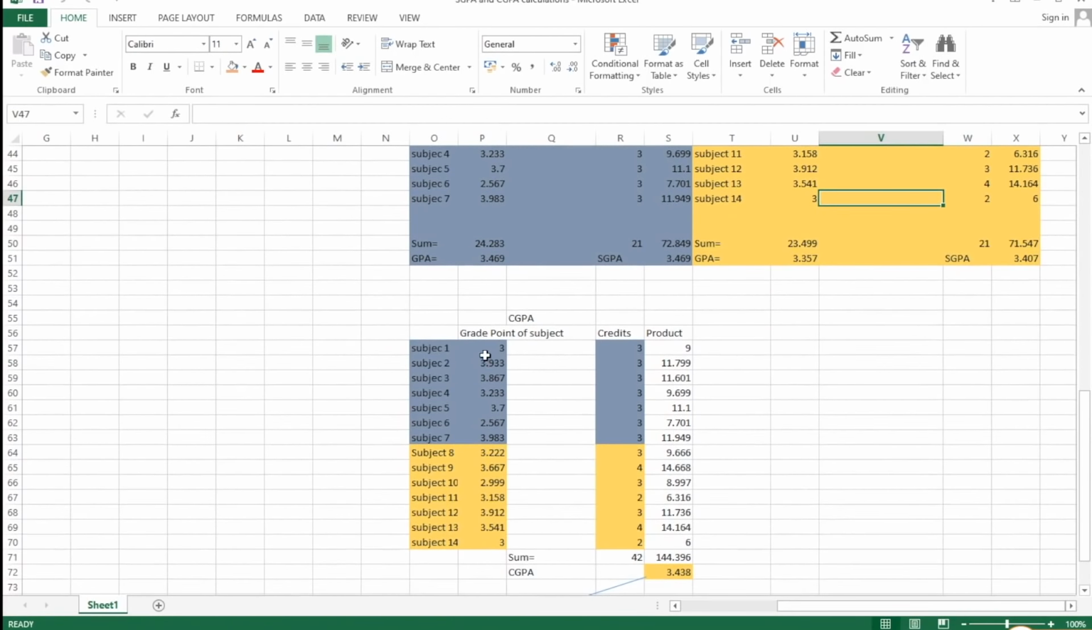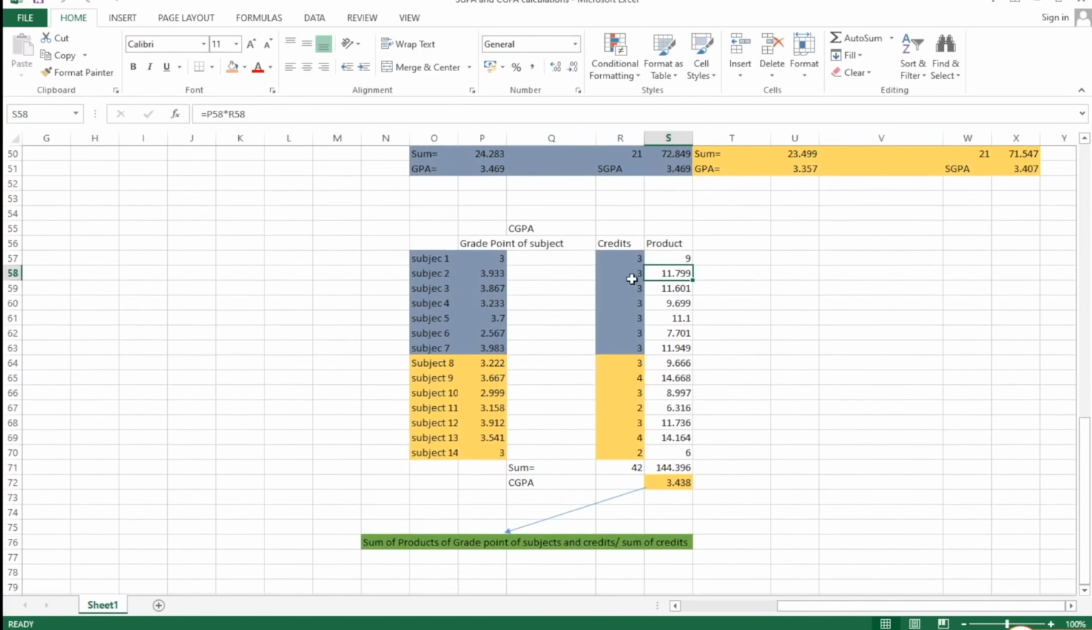And now what you do is you calculate the product of the grade point of the subject and the credit. So this 3 into 3 becomes 9, 3.933 into 3 becomes 11.799. This is how you calculate. Then we calculate the total of the credits. This comes out to be 42, and we calculate the total of the product, which has been calculated in the last column. That comes out to be 144.396, and dividing 144.396 by 42, you get 3.438.